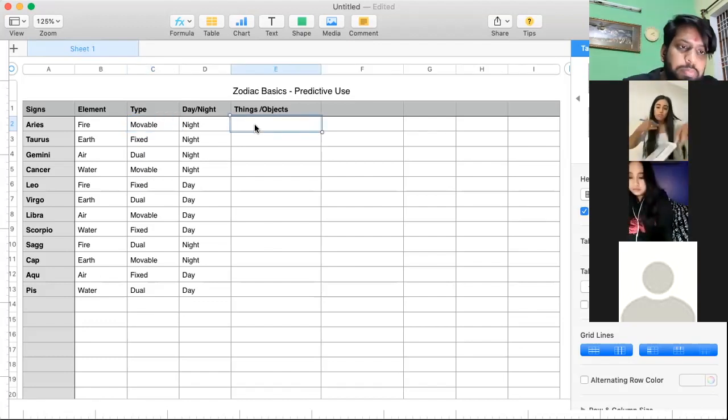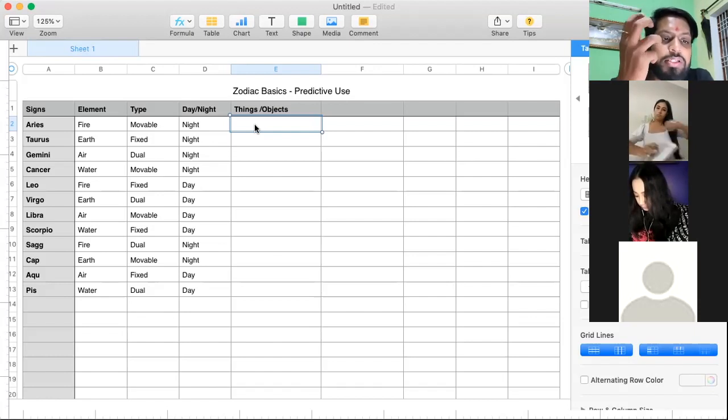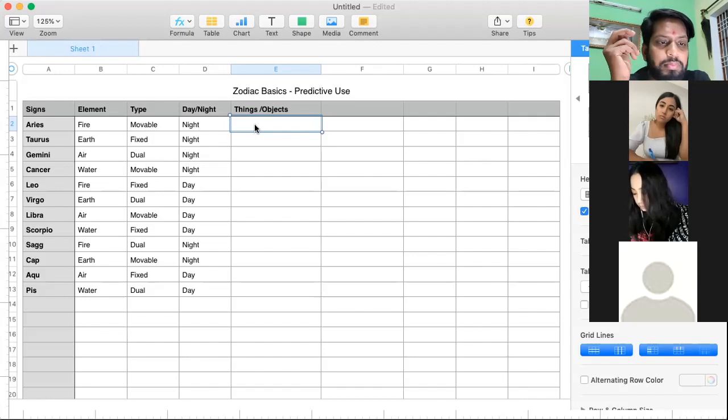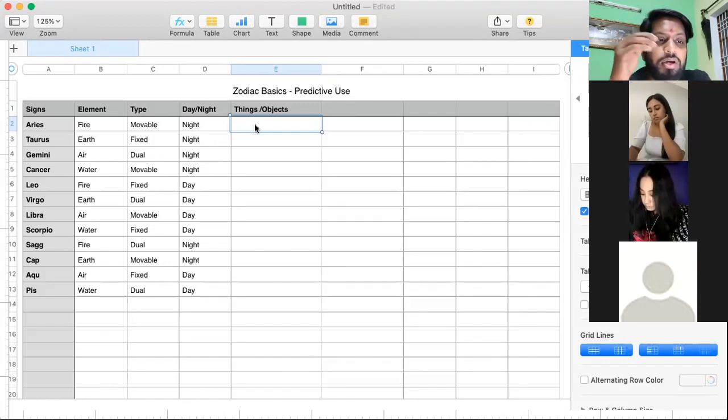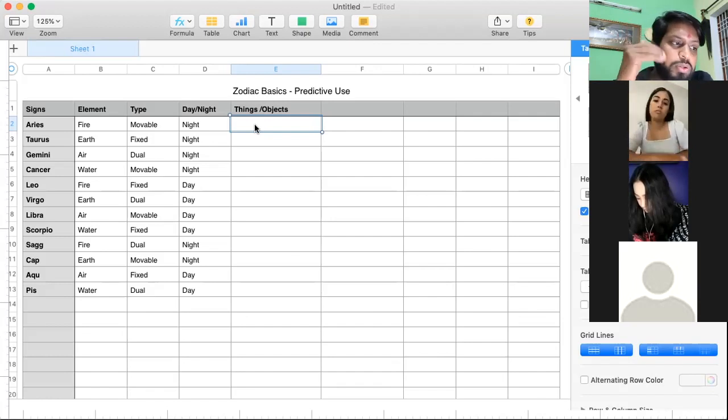Always remember that for the movable signs, anything which is very fast growing, anything which is on a very large scale, is always represented by the movable signs. Anything which moves very fast, or which is longer or larger in duration, in terms of time also, is always represented by the movable signs. So let me give you an example. Now you have to combine the fire concept and the movable concept, with the movable on a larger extent.